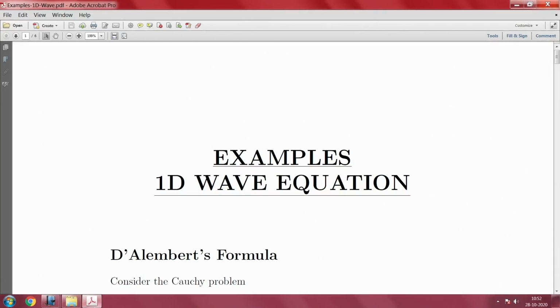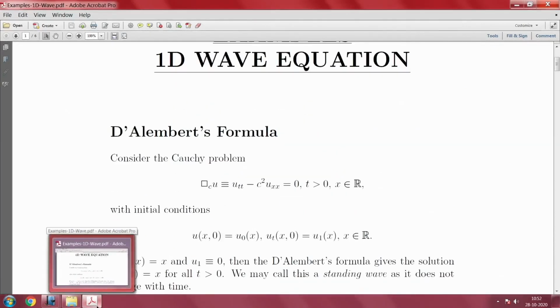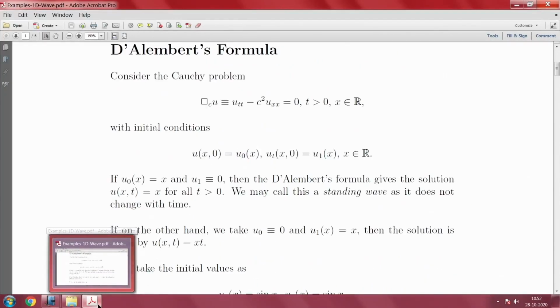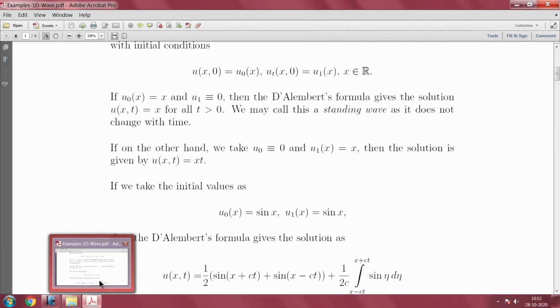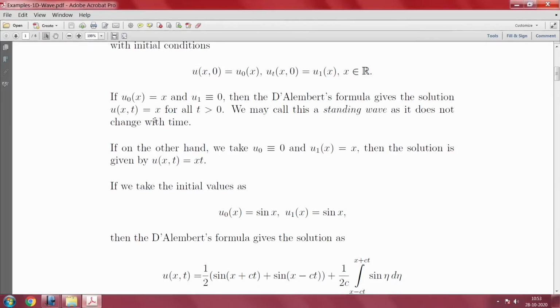So, various examples I have. Let me start with D'Alembert's formula. So, this is the wave equation we studied thus far with the given initial data. Here I have taken some very simple initial values. For example, if you take u_0 equal to x and u_1 identically 0, then D'Alembert's formula gives the solution u(x,t) equal to x for all t positive. So, we may call this a standing wave as it does not change with time. In this case it just remains x.